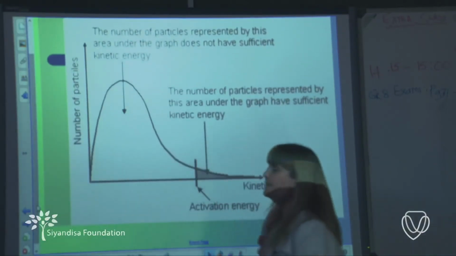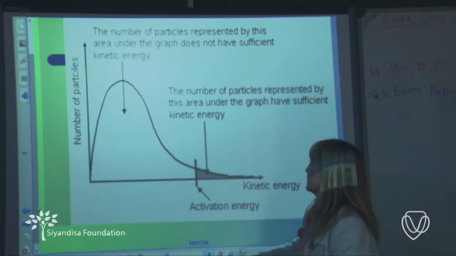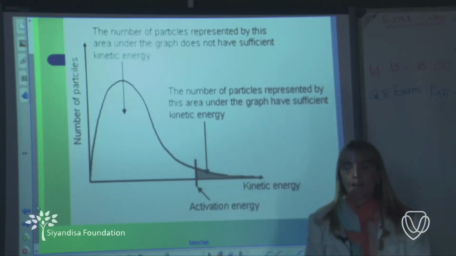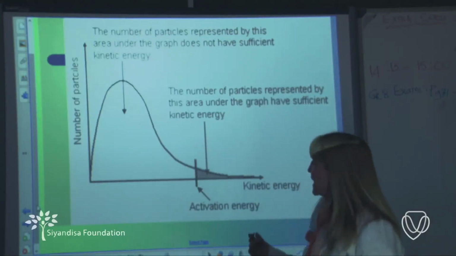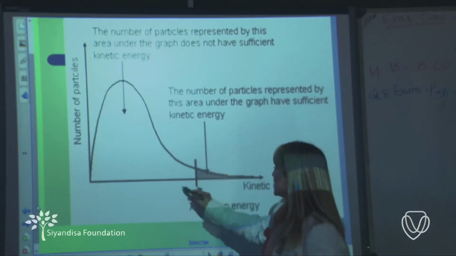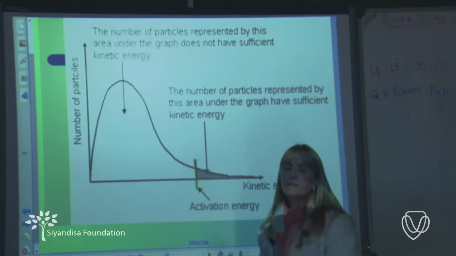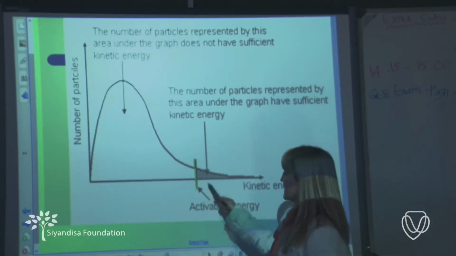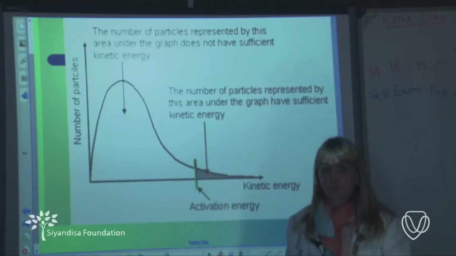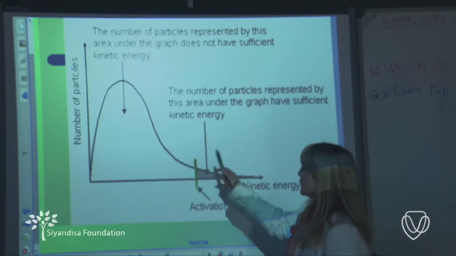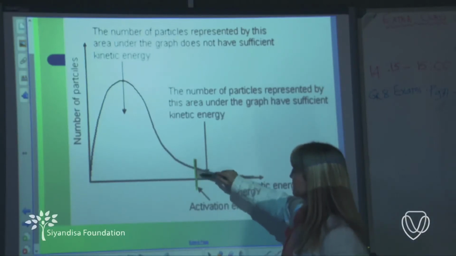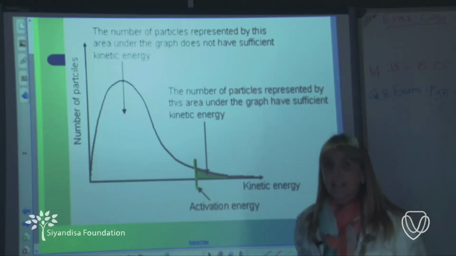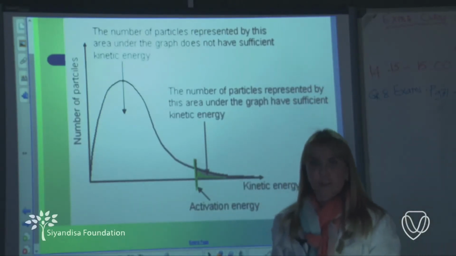Now, let's fill in a couple of extra features onto our graph. Let's draw in the activation energy for this reaction. In this reaction, my activation energy falls on that position on the x-axis. This reaction requires so much kinetic energy in order for the reaction to occur. Now, if we look at this graph, only these particles here in the shaded section have sufficient kinetic energy to take part in the reaction.